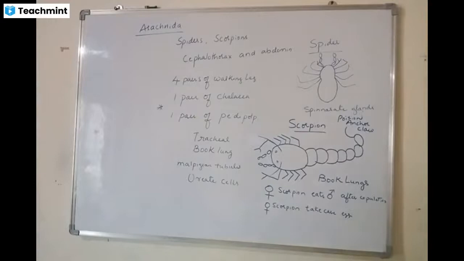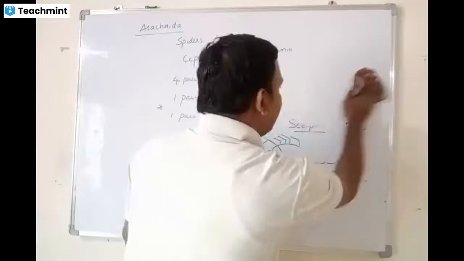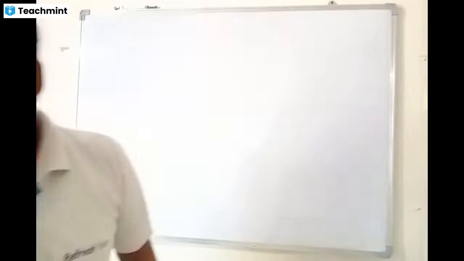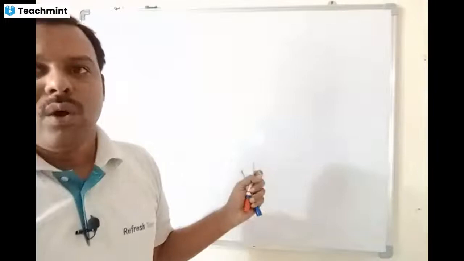So then we will move on to the next class, that is Insecta. And Insecta is the largest class in the animal kingdom. Whereas the largest phylum is Arthropoda in the animal kingdom, Insecta is the largest class in the animal kingdom because it includes many species, all the insects. Okay, class Insecta.